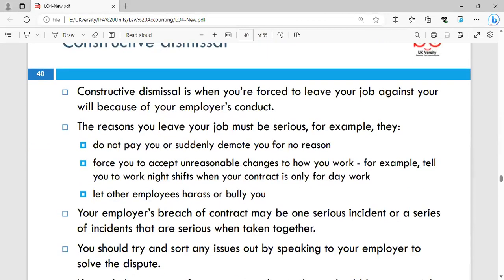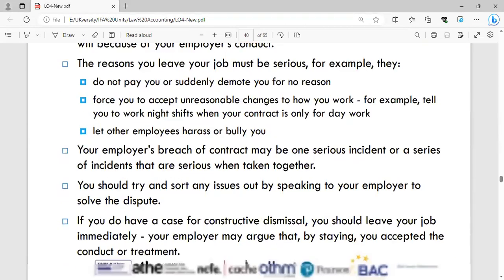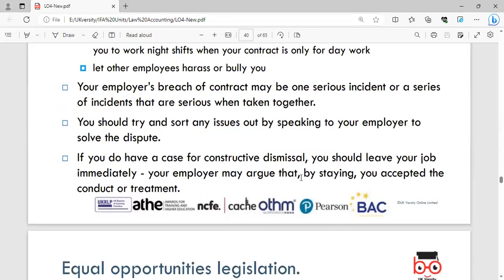Constructive dismissal is when you are forced to leave your job against your will because of the employer's conduct, and the reason you leave must be serious. For example, they don't pay you or suddenly demote you for no reason, and so on. So that can lead to it. There are a good few points, guys. I'm not reading word by word, but that's giving you an overview of what we need to look at.